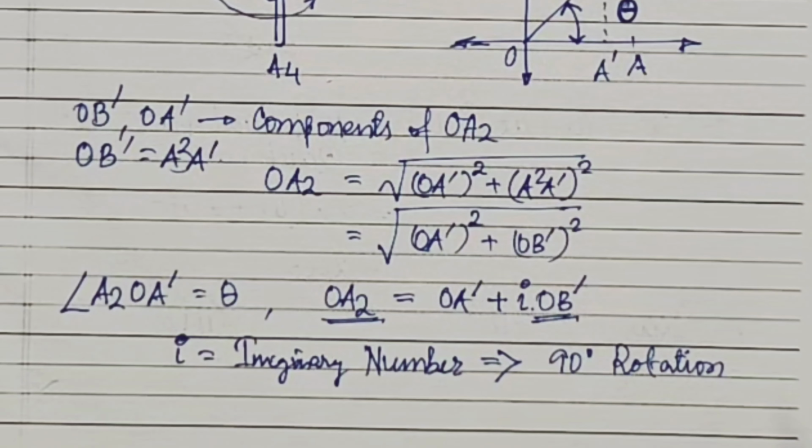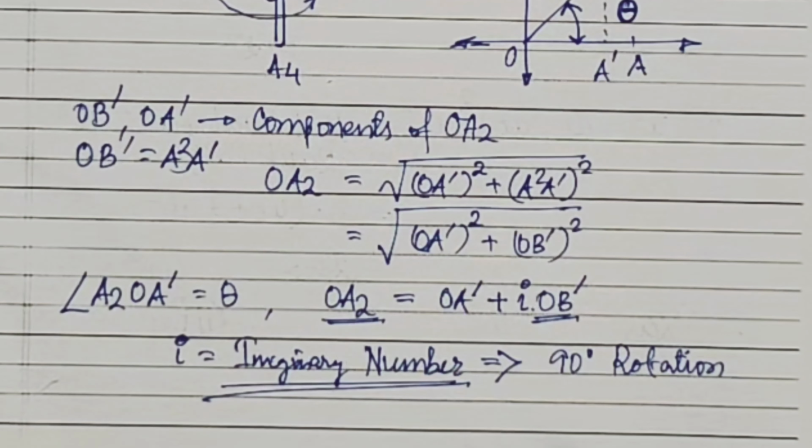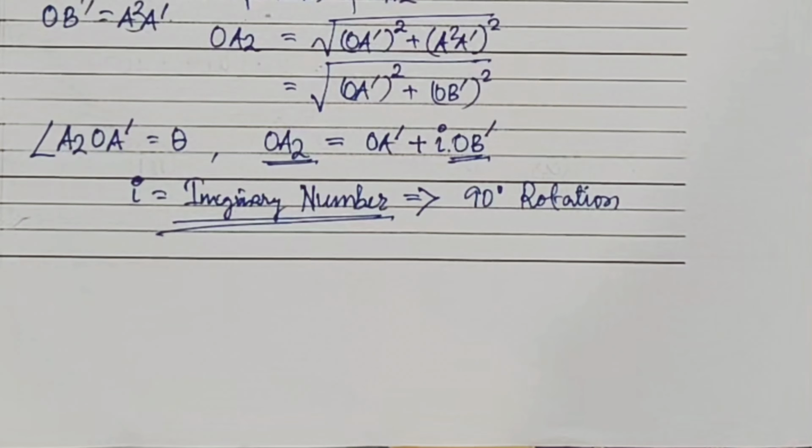Now, why is it imaginary? Because it is not really a number. i is just a concept. i just tells you there is a 90 degree rotation. So that's where the name comes from. It is an imaginary number because it deals with numbers, but it itself is a concept that shows that there are two different components of a particular vector at 90 degree angle to each other.